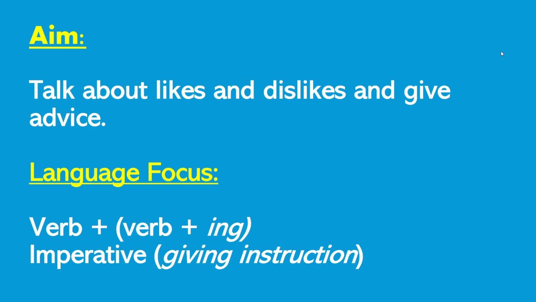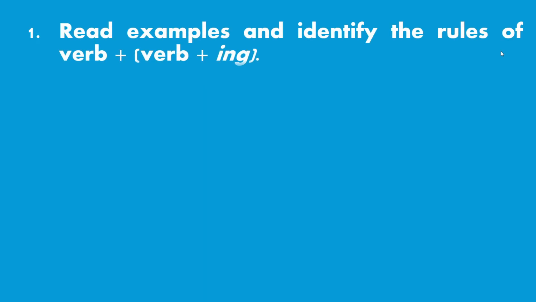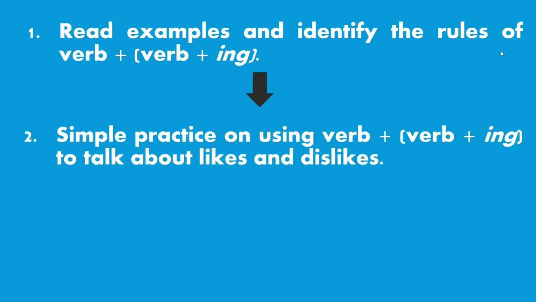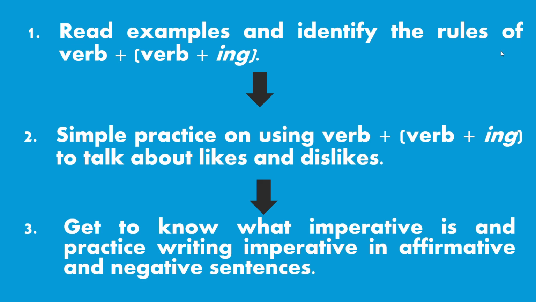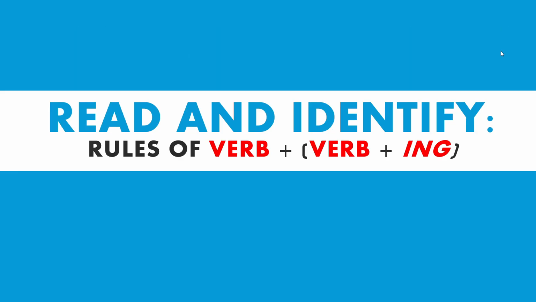As usual, before we proceed to our lesson today, let me communicate with you first the framework of the lesson. First, we shall read examples and identify the rules of verb plus ing, and this is followed by a simple practice on using verb plus ing to talk about likes and dislikes. And finally, we shall get to know what imperative is and practice writing imperative in affirmative and negative sentences. So without further ado, let us move on to the first activity of our lesson today, which is to read and identify the rules of verb plus ing.